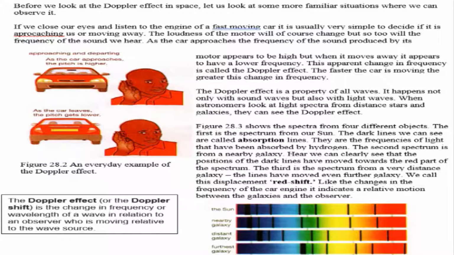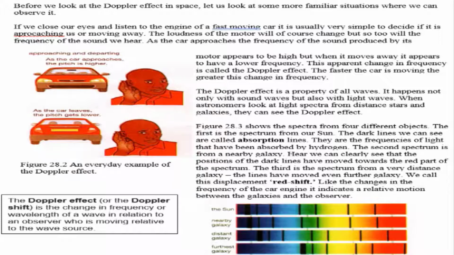The Doppler effect is a property of all waves. It happens not only with sound waves but also with light waves. When astronomers look at light spectra from distant stars and galaxies, they can see the Doppler effect. Figure 28.3 shows the spectra from 4 different objects. The first is the spectrum from our Sun. The dark lines we can see are called absorption lines. They are the frequencies of light that have been absorbed by hydrogen.